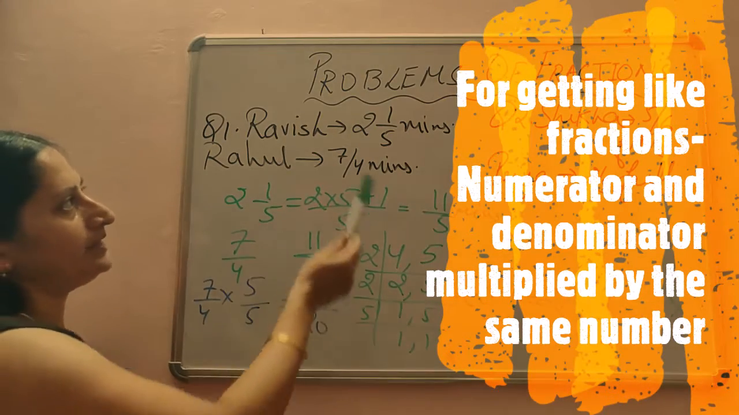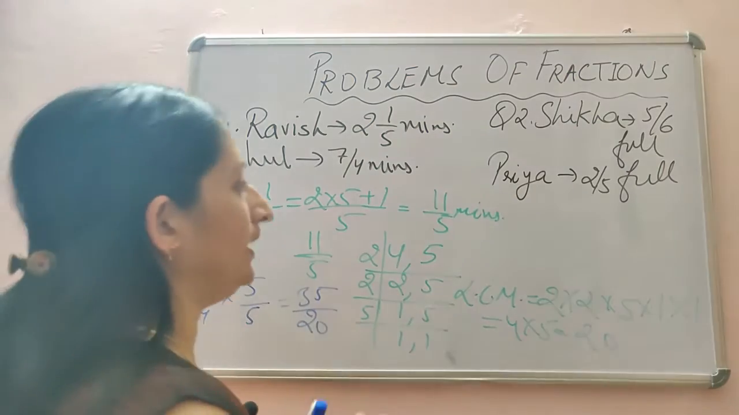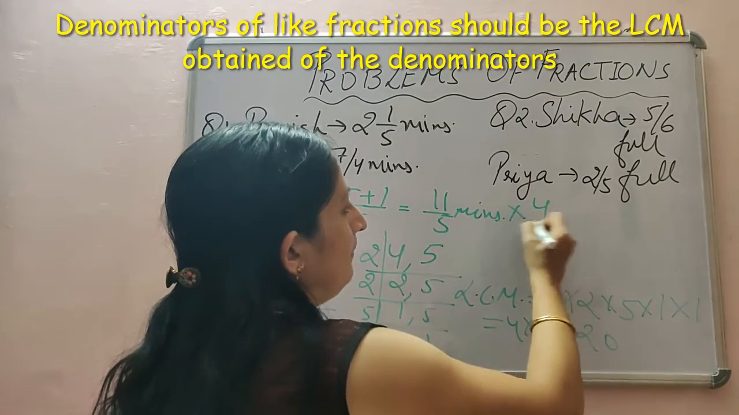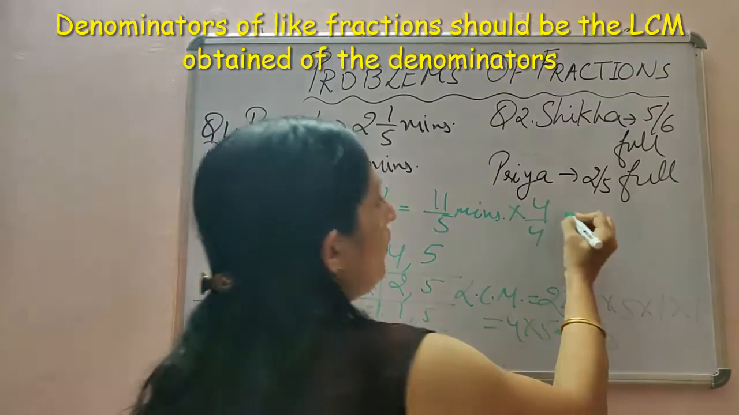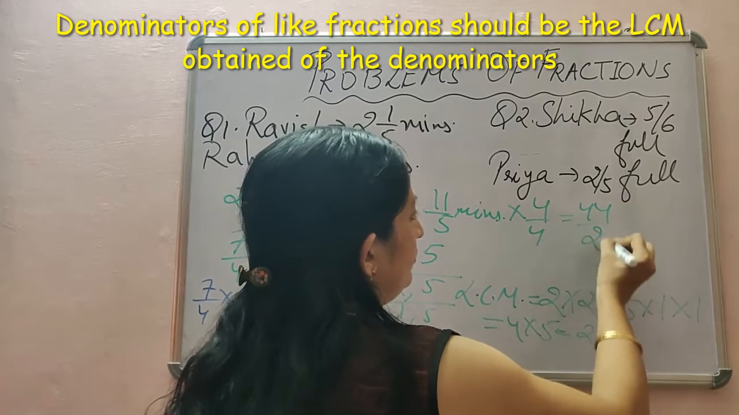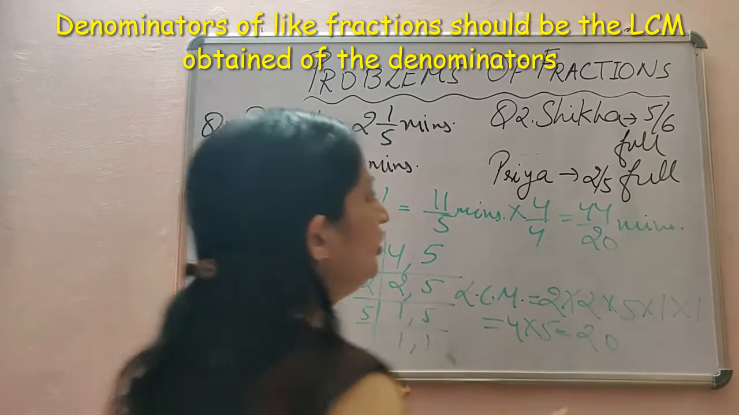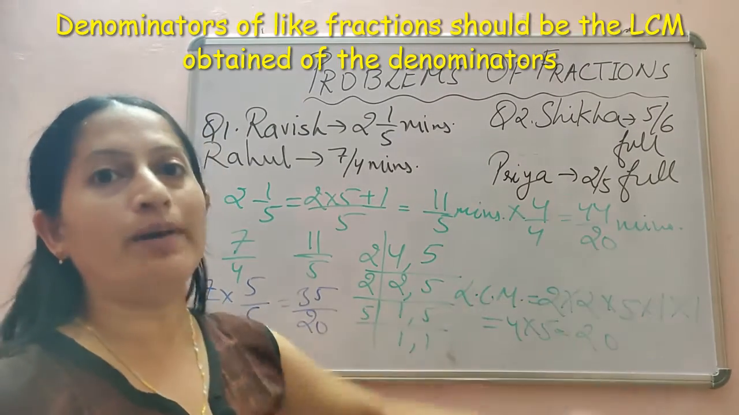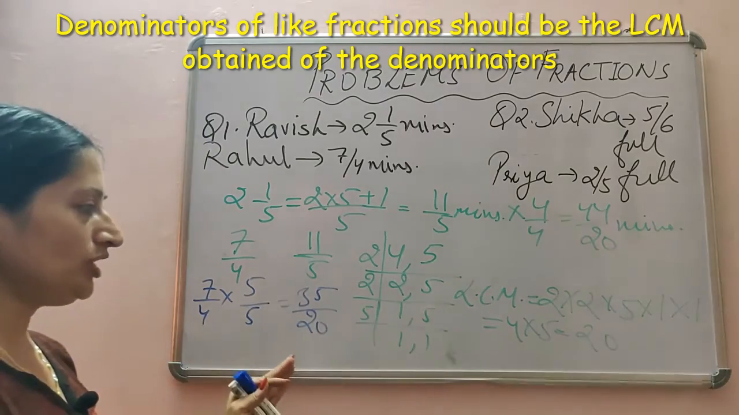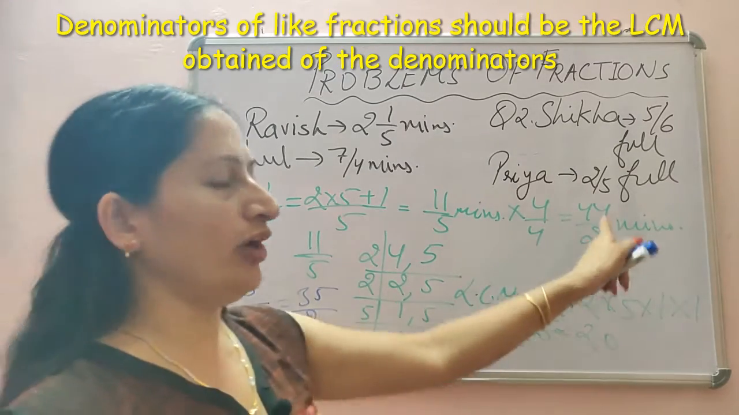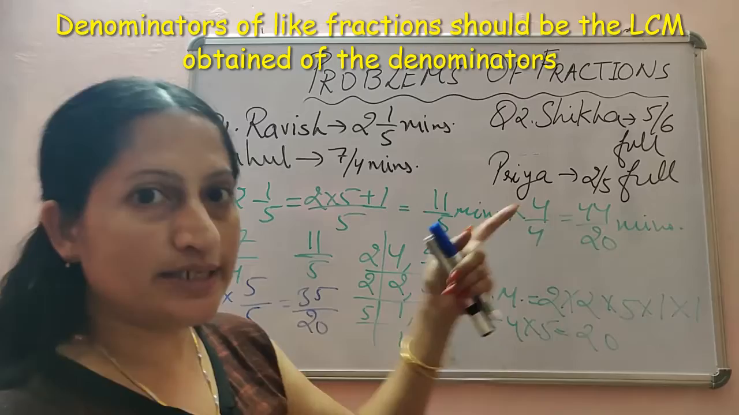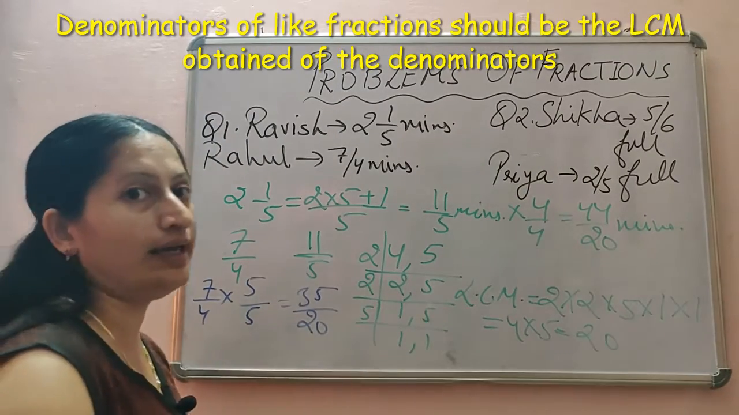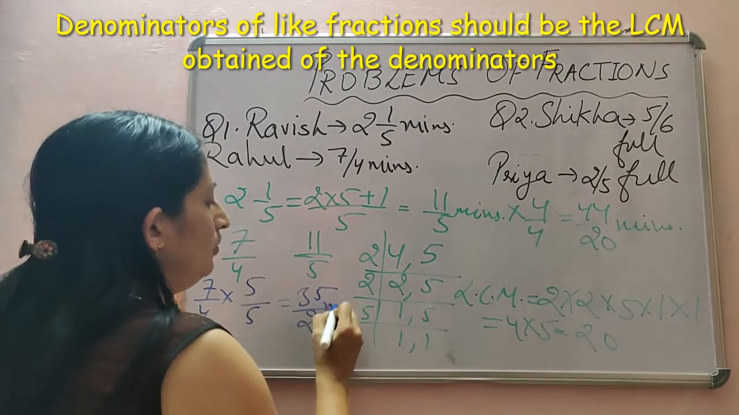Now what time is taken by Ravish to cover the school playground? Let's see that. So I have got 11/5 and this I will multiply by 4/4. So I will get 44/20 minutes. So our Ravish has covered the same school playground in 44/20 minutes. So naturally when we compare, we find that 44/20, which was taken by Ravish, is greater than 35/20 minutes, which was taken by his friend Rahul.